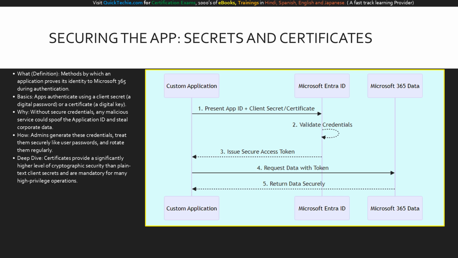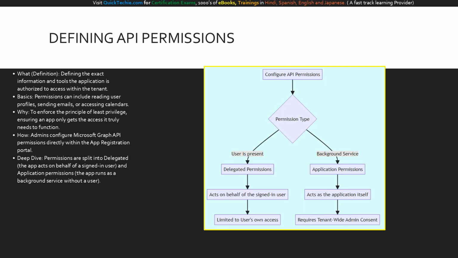It must always pass the stringent authentication check at the identity provider first. After proving its identity, we must authorize the app. What is this application actually allowed to do? During registration, we define the exact information or tools it needs access to, such as reading user profiles, sending emails, or modifying calendars. Why do we do this? To ruthlessly enforce the principle of least privilege.